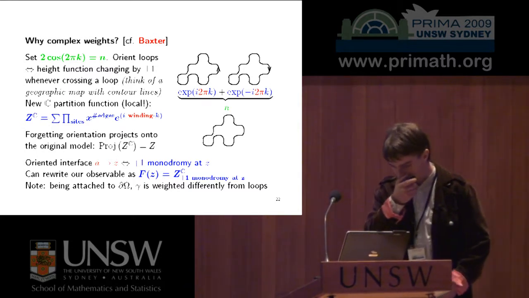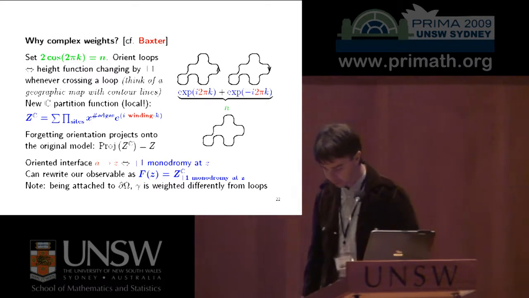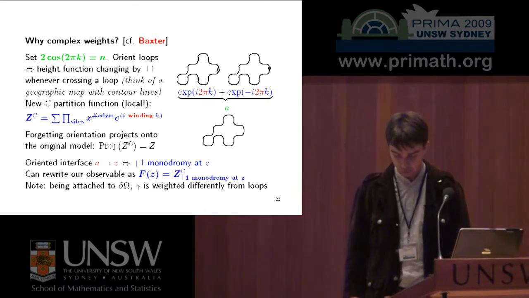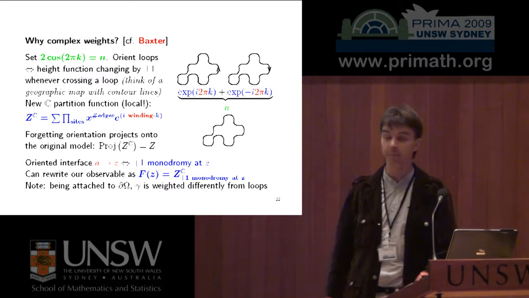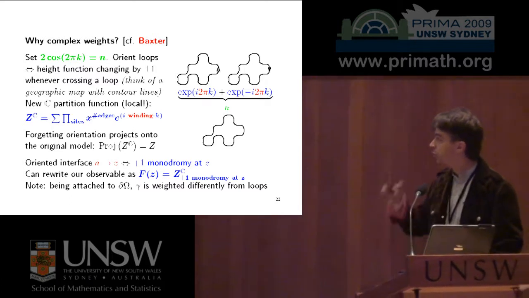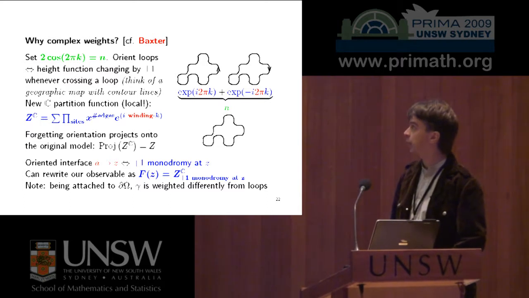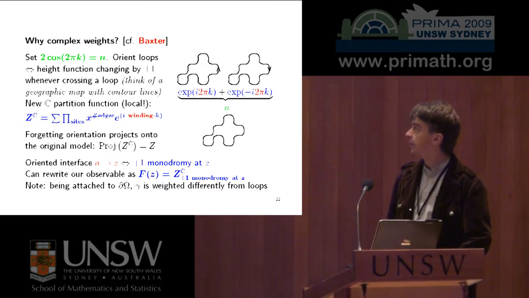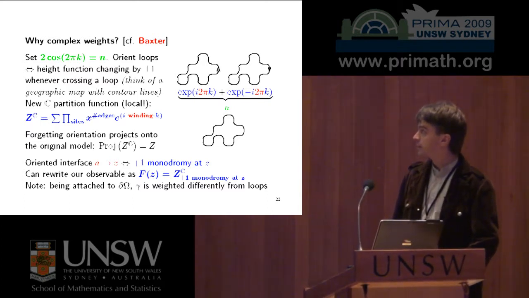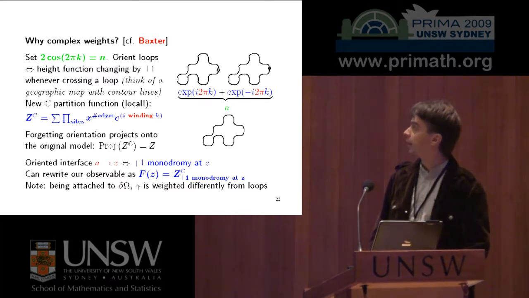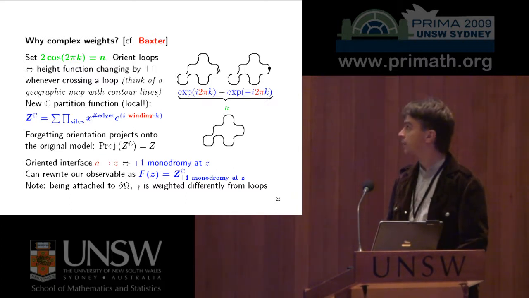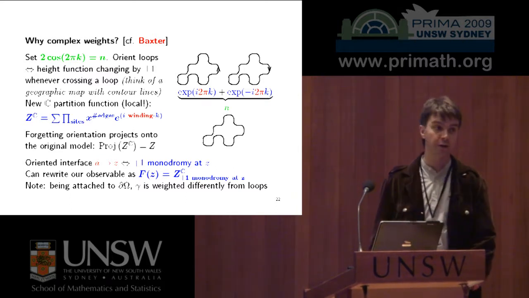It's not so immediate for the Ising model, but there are other models where there is a weight per cycle. In the Ising model, cycles all have weight 1, you don't count the number of cycles. But in other models, you count the number of cycles with weight n. And Baxter had this idea that if you have cycles with weight n, you orient them. But instead of putting weight n over 2 on each oriented cycle, you put a complex weight mu and mu bar, so that mu plus mu bar is equal to n.